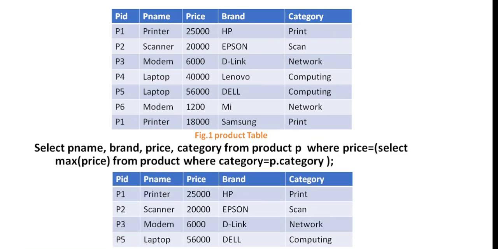So first category is print category. In print category we have two printers and out of these two printers, the HP printer has the higher price. In scan category we have two scanners and out of these two scanners, the Epson scanner has the higher price. In network category we have two modems and out of those two modems, the D-Link model has the higher or maximum price. Okay. So this is a correlated subquery.